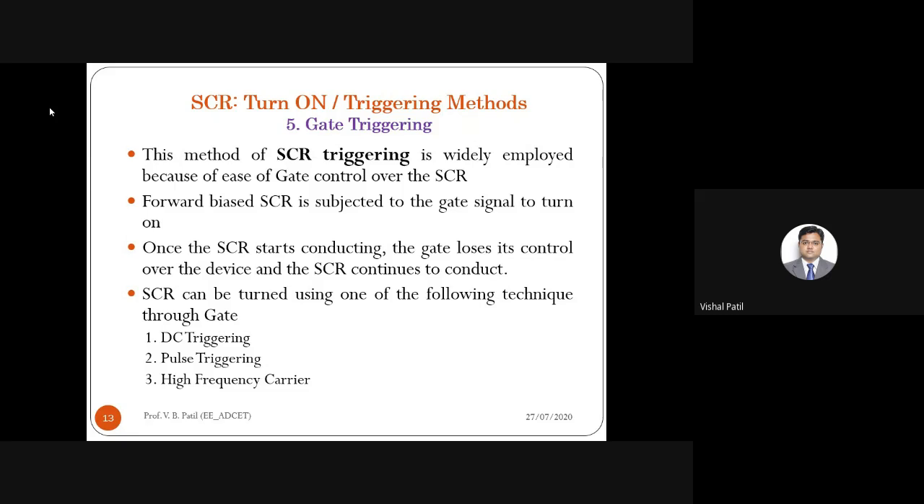Once the SCR starts conducting, the gate loses its control over the device and the SCR continues to conduct. This statement is repeated regularly because the gate has a role to play only during turn on. Once it is turned on, it will lose the control. You can remove the gate pulse. Okay? SCR can be turned on by using the following techniques through gate.